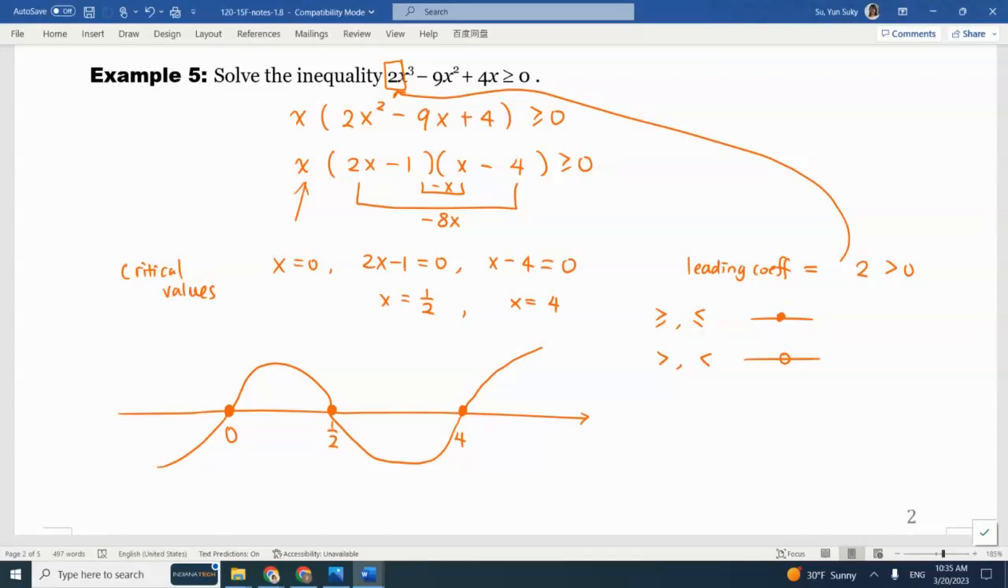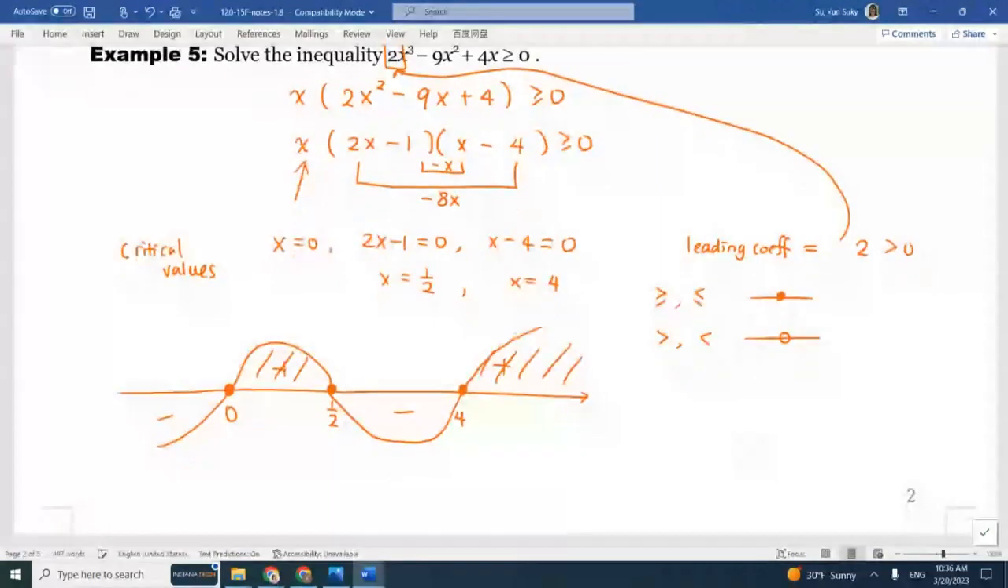And we are looking for greater than or equal to 0. Greater is above the line or below the line? Is it above the line or below the line? Above it, yeah. So above it, which is these.